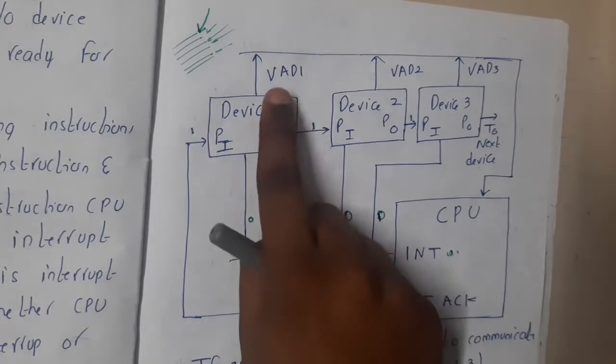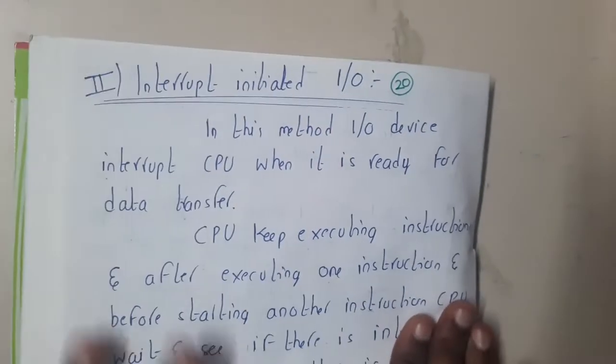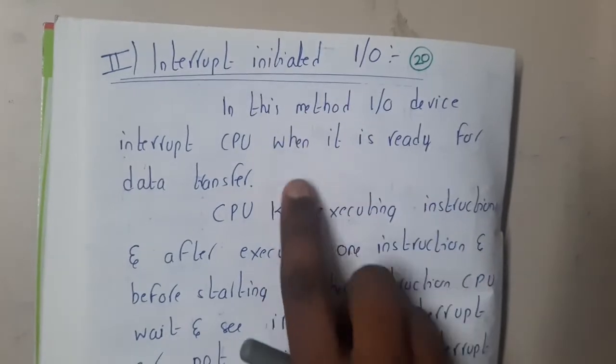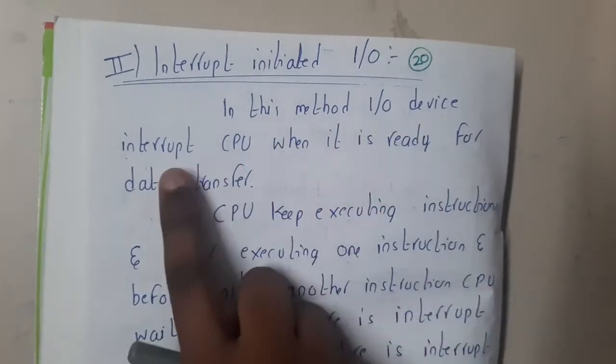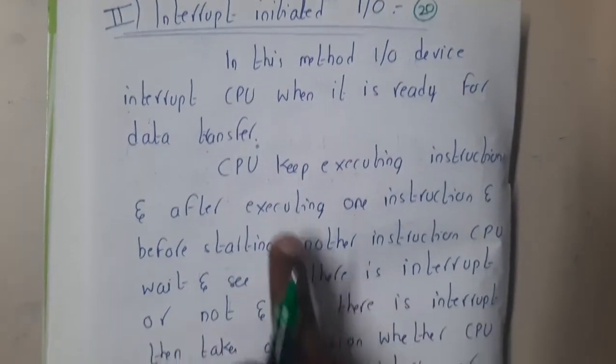We will understand VAD and all those things while we are discussing the theory, guys, because I have written them clearly in my words. So in this method, let us understand the theoretical part. In this method, the IO device interrupts the CPU when it is ready to transfer the data. That's what we have seen there.